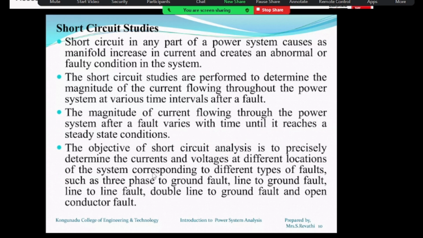Then in power system analysis, we also do the short circuit analysis or short circuit studies.